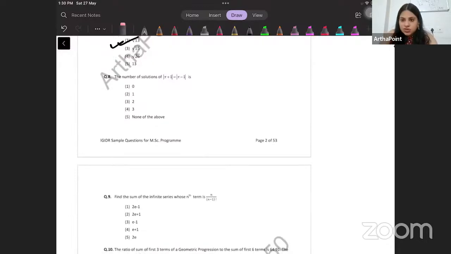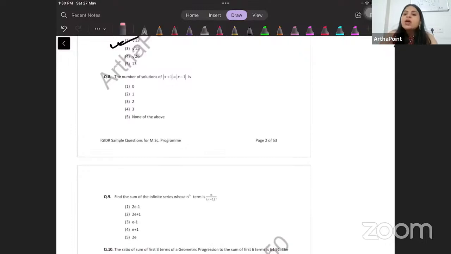But this is modulus. If the two things have to be equal, then this is just a modulus linear equation, right? So sign will not change. Are you getting it? So if I have to find the number of solutions, there is only one solution that will solve this because this is linear in nature, right?